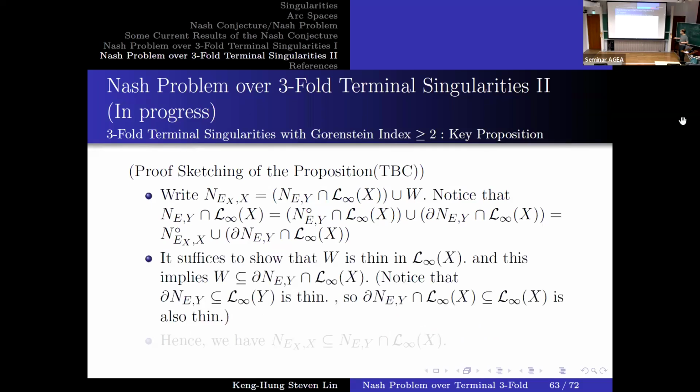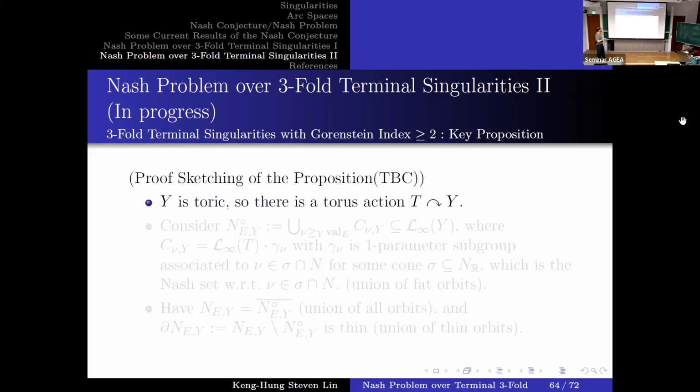So the other part: we know that this one is contained in this one. So we can write W as the complement of this in this. This is kind of like a set algebra for studying arc spaces. If we can show that W is thin, then by some topology we can show that any X will be contained in the intersection.